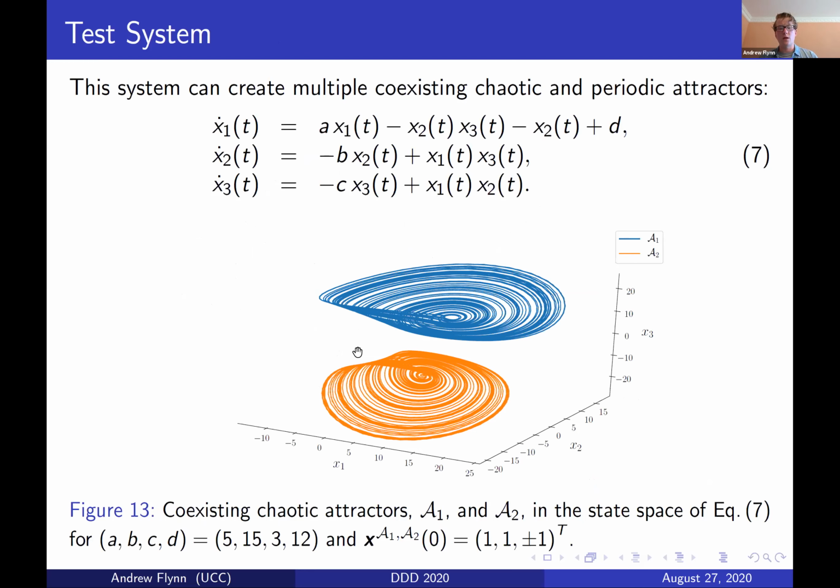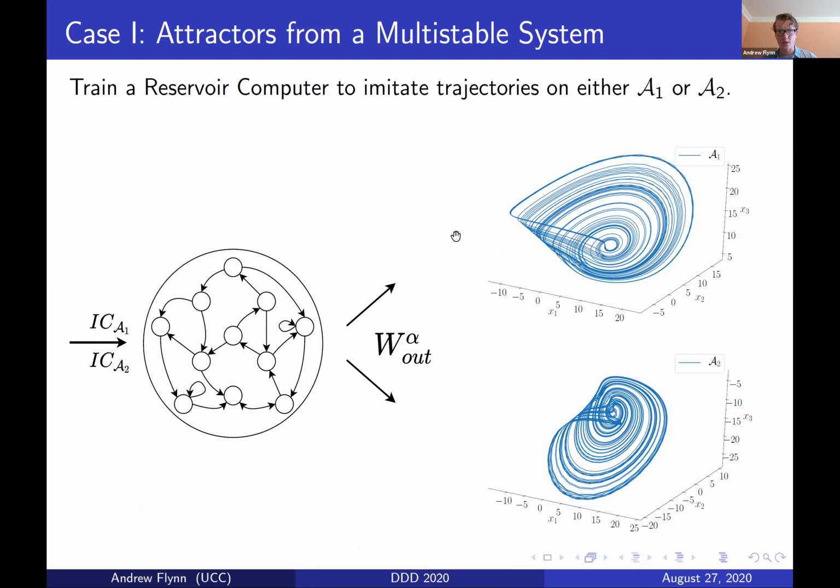Just for example, when I have the parameters chosen like so, and two different initial conditions, I will evolve along either attractor A1 or attractor A2. Taking this as an example, nothing too special about it, I want to train the reservoir computer to imitate trajectories on either attractor A1 or attractor A2, depending on the initial condition. So a single W out matrix can give me both attractors.